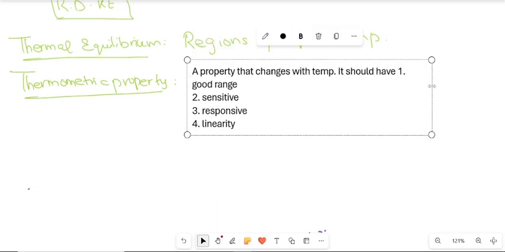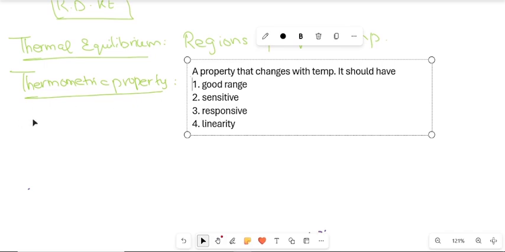The thermometric property, and you must have seen these words to make a good thermometer. So thermometric property is something that is inside the thermometer, and it should have good range, it should be sensitive, responsive, and have linearity. Now let's look at these words in more detail.